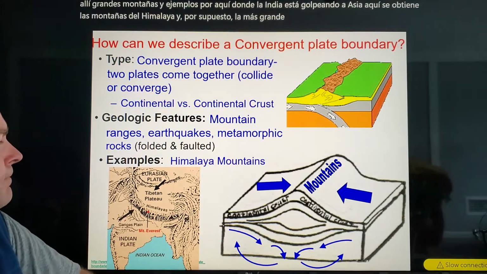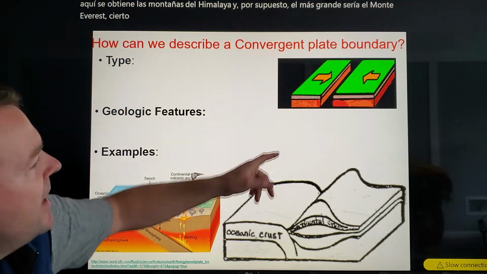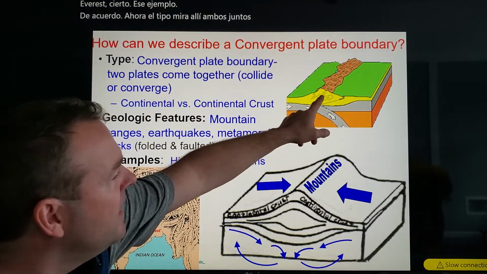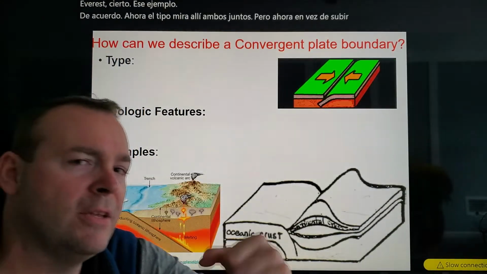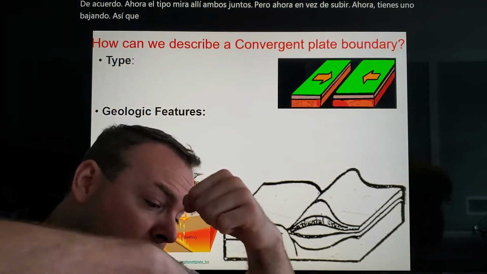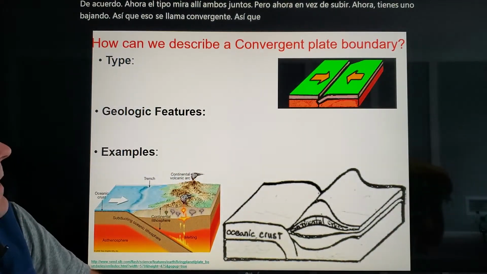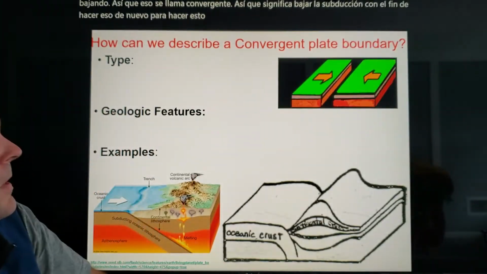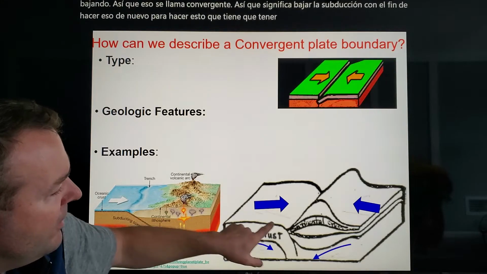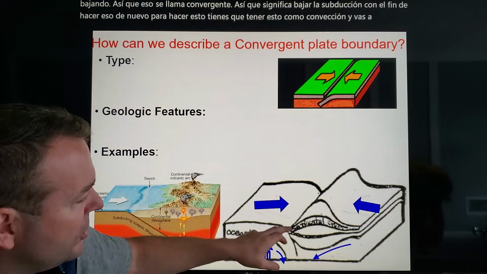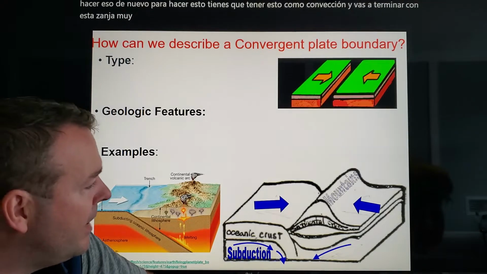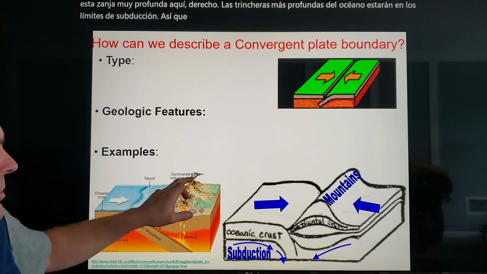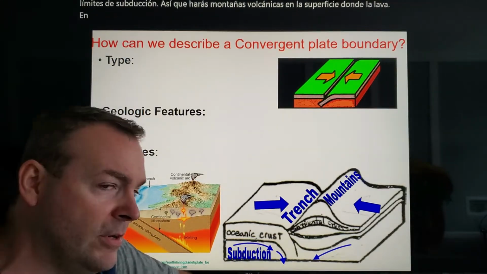That example there. Okay. Another type, look, they're both coming together, but now instead of going up, now you have one going down. So that is called convergent sub, meaning to go down, subduction. In order to do that, again, to do this, you have to have this as convection. And you'll end up with this very deep trench here, right? The deepest trenches in the ocean are going to be at these subduction boundaries. So you'll make volcanic mountains at the surface where the lava comes up. In that picture, you see that there. And over here, you'll make very deep trenches, right?